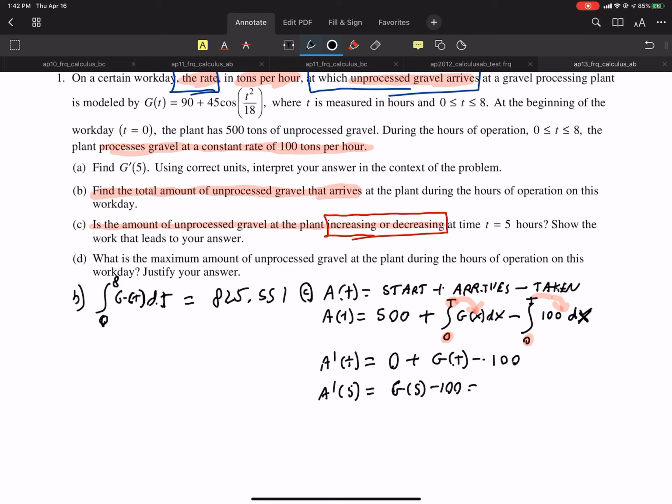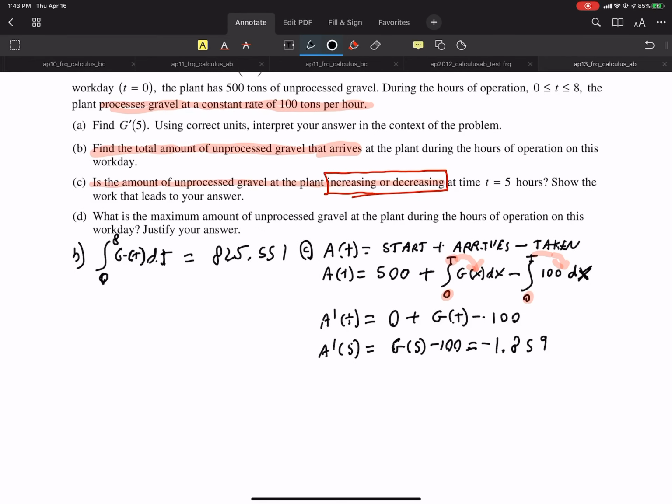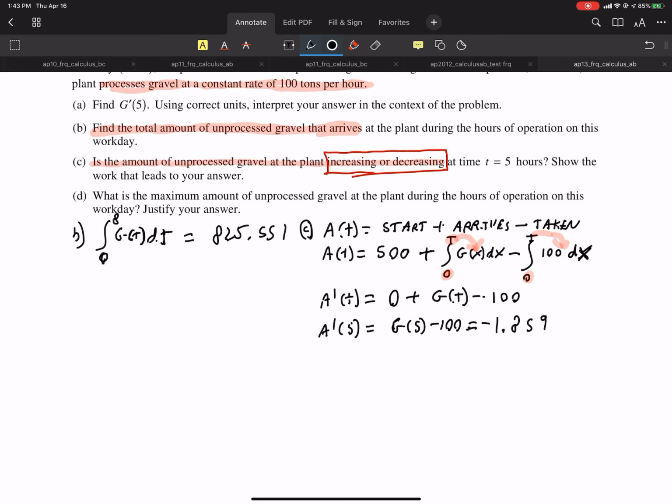I get a negative. I'll write that down, negative 1.859. Since the derivative is negative, what do we know? Therefore, we know that the amount of gravel is decreasing.